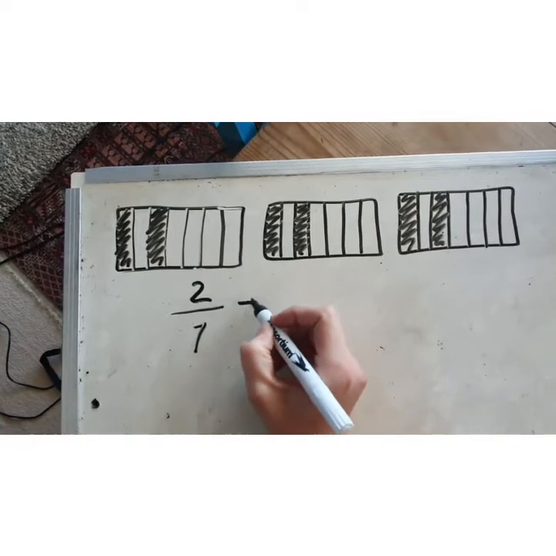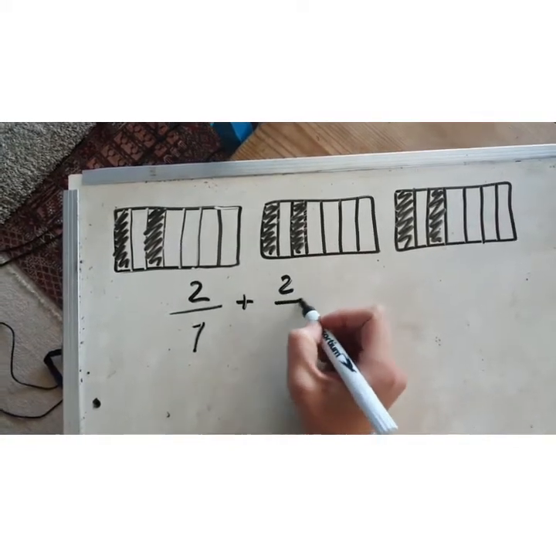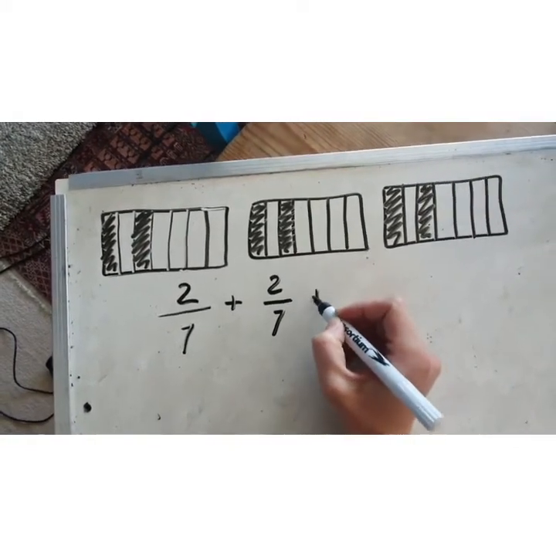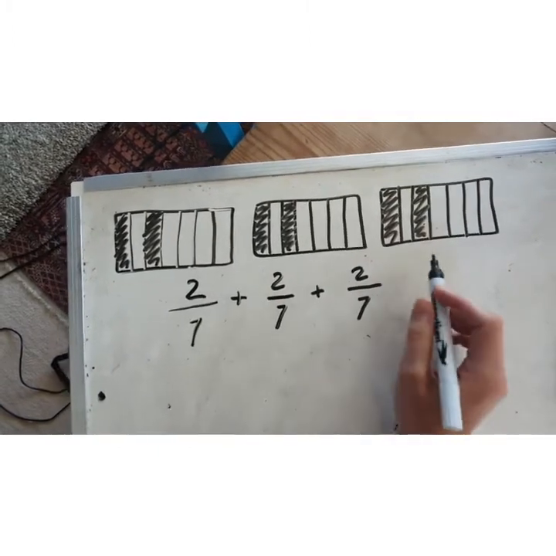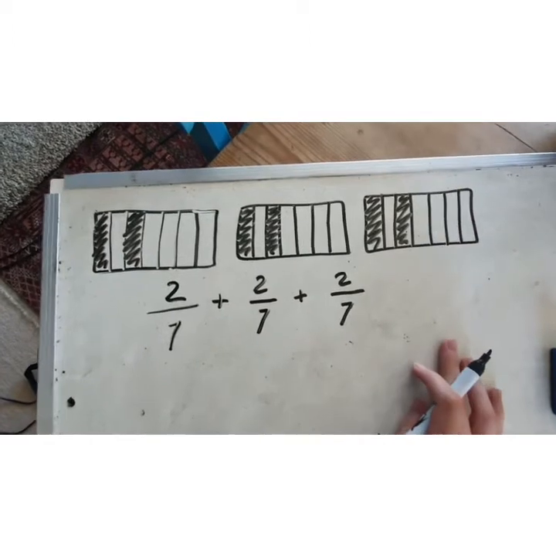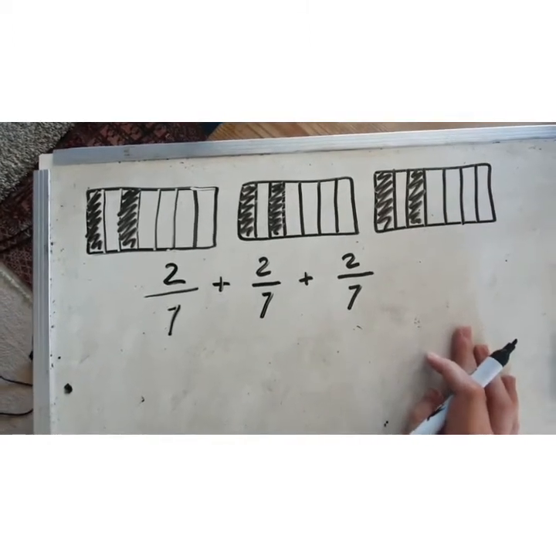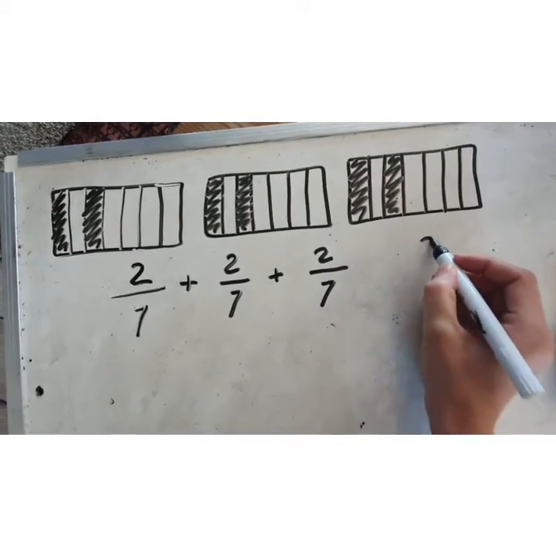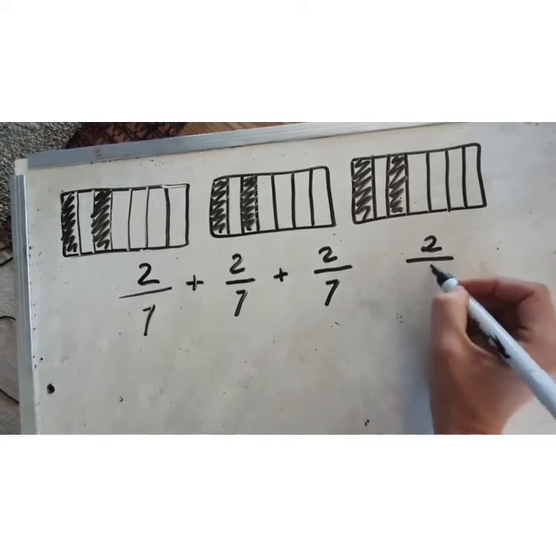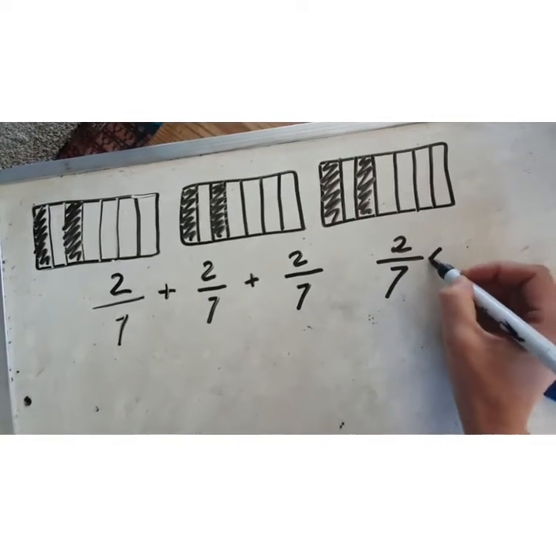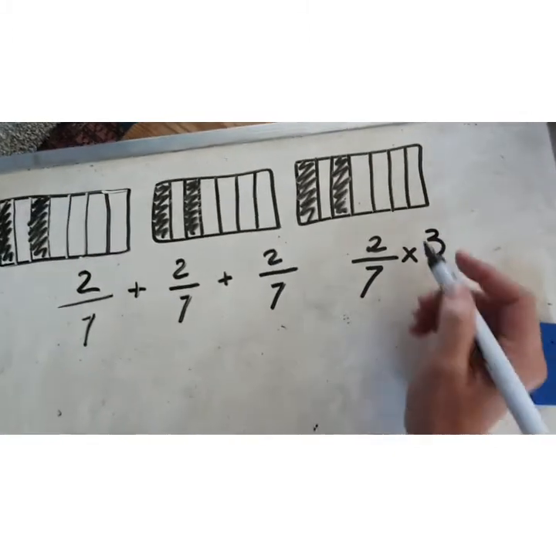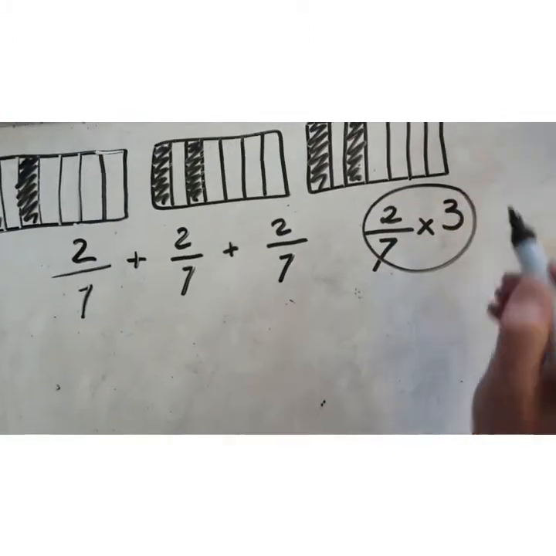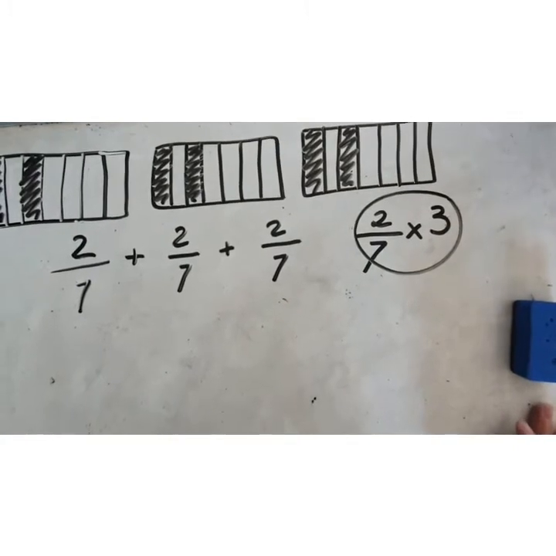So you could say we have this calculation, which is repeated addition. You have 2/7, add 2/7, add 2/7. But we are multiplying fractions by integers this week. So we are going to write that it shows 2/7 multiplied by 3. That is the calculation that I hope you reached today.